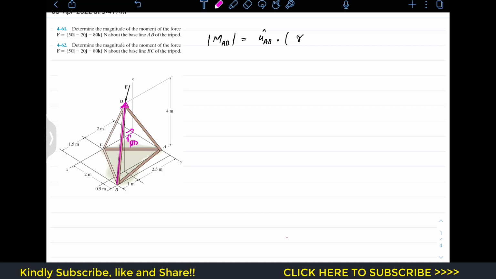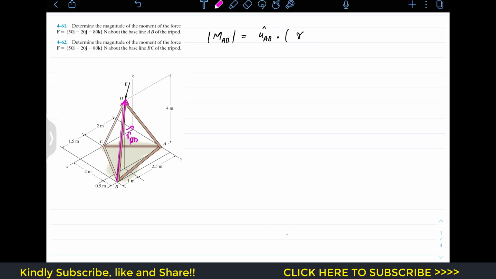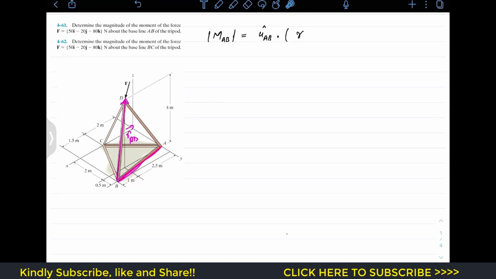We can select AD as a moment arm, right? Since the moment arm or the position vector can be any vector from any point on the axis of rotation. If you want to find the moment about this AB line, this position vector can be any position vector from any point on this AB line to the line of action of that force F. The line of action of this force F is passing through that point D. So our axis of rotation for this particular problem is AB, and we can choose the position vector from B to D, or we can choose the position vector from A to D.